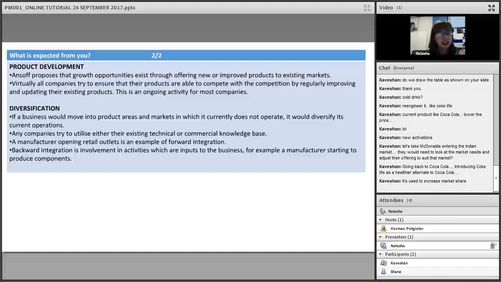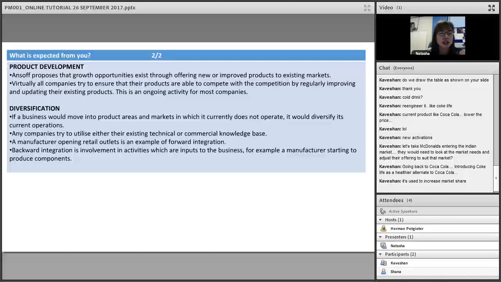Yes, Coke Light. Yes, a healthy alternative to Coca-Cola. Well done. The last aspect to be discussed under Ansoff's directional matrix is diversification. All right. Yes, it is used to increase market share. Fantastic. Well done. You can mention that in your discussion as well.